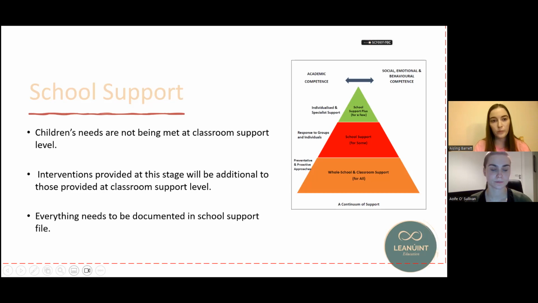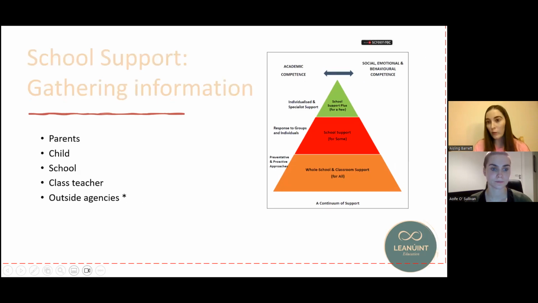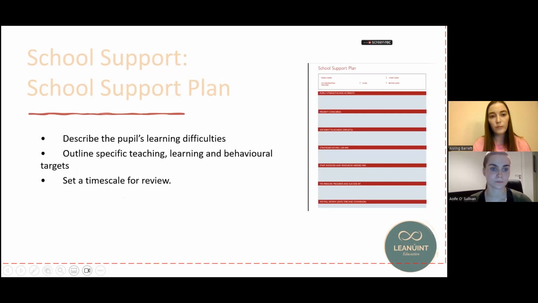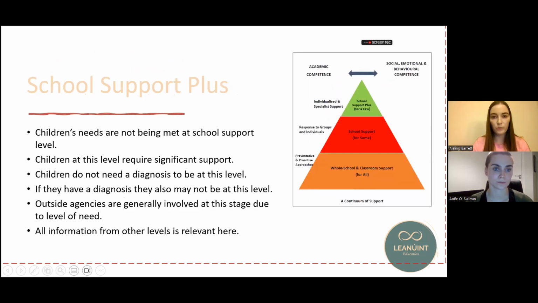of the continuum. So you're gathering information, and you can see on the slide there's a variety of people that you might be gathering information from. I've popped a little asterisk beside outside agencies, as a child may or may not be dealing with outside agencies. Again, you can see the school support plan, or SSP, in the right-hand corner of the slide, and it will describe the pupil's learning difficulties and outline targets and set a timescale for review of those.